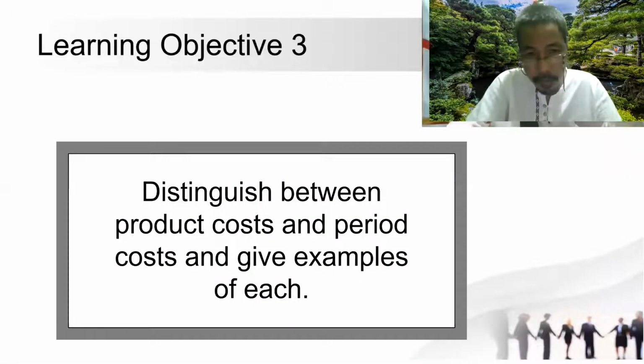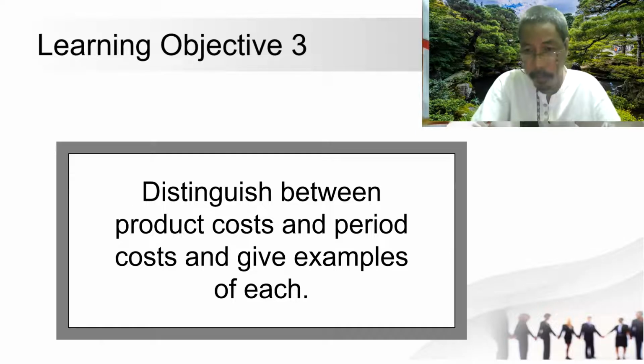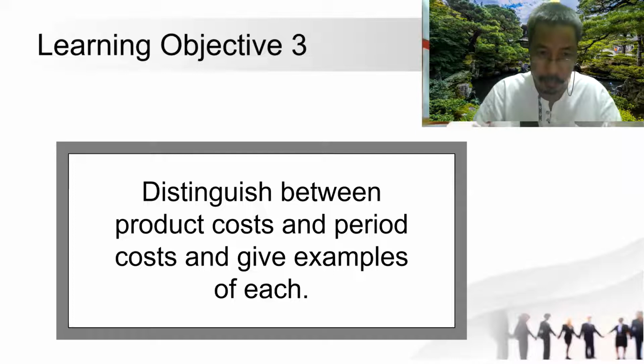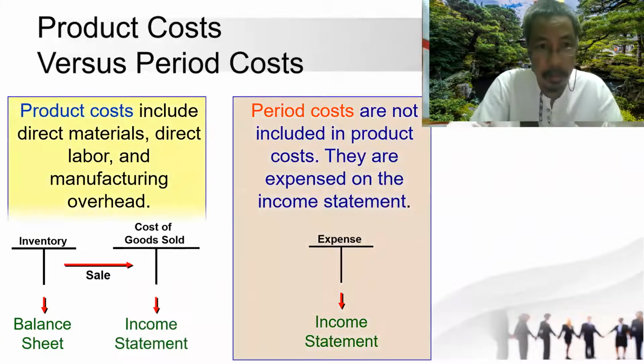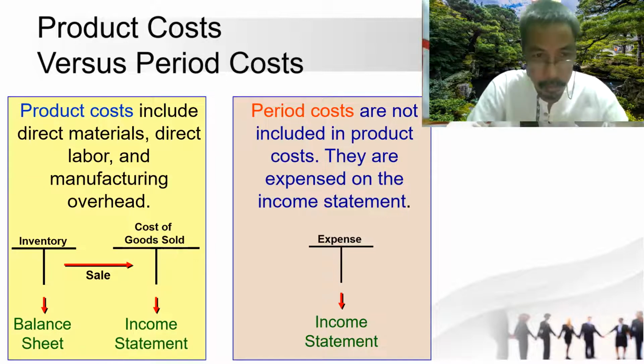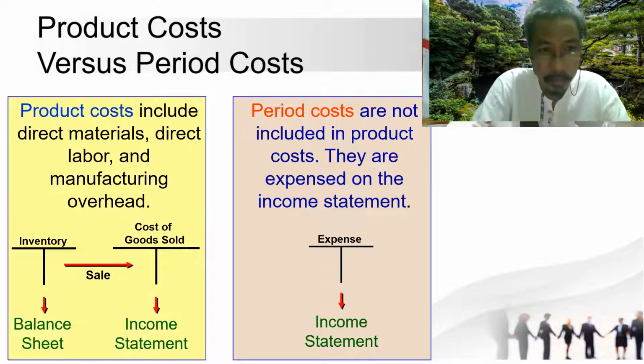Learning goals in this module involve distinguishing between product cost and period cost and giving examples of each. Okay, let's take a look. What are the product cost and what are the period cost? Product cost versus period cost. Let us take a look first under product cost. It includes direct materials, direct labor, and manufacturing overhead. So those are the product cost.